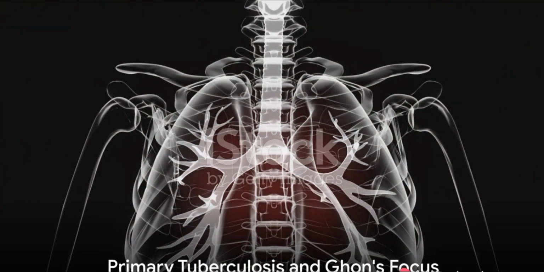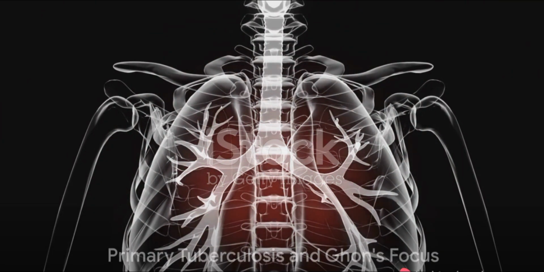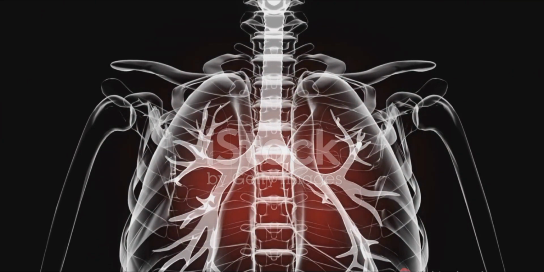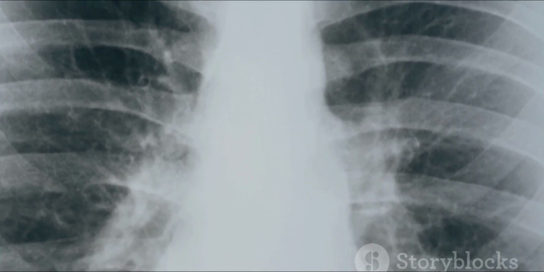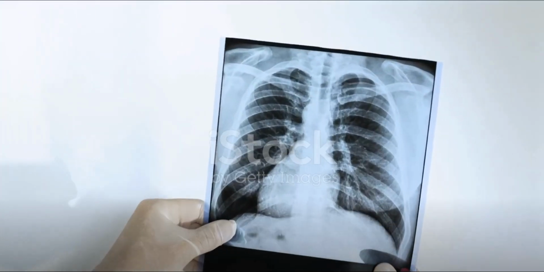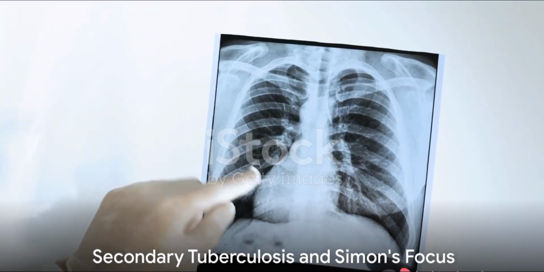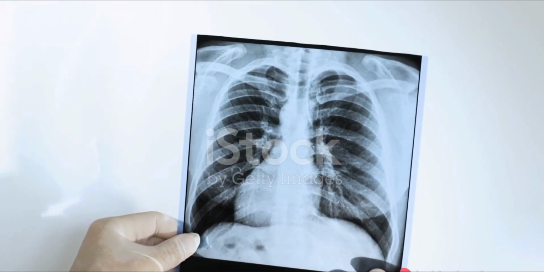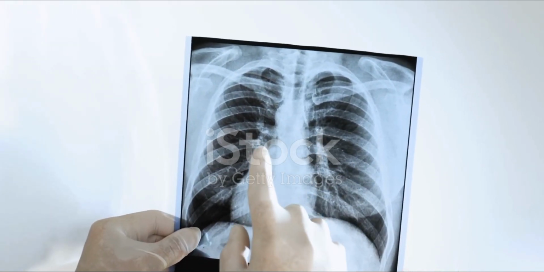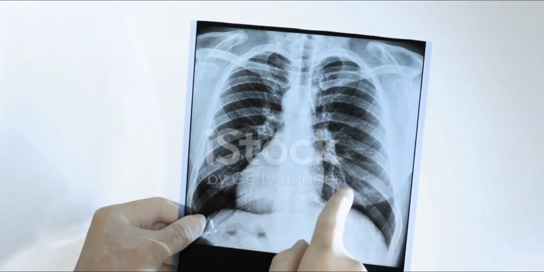Primary tuberculosis, a highly infectious bacterial disease, is associated with Ghon focus. This refers to a small area of inflammation in the lungs, a classic sign of primary tuberculosis. Secondary tuberculosis, a reactivation of the dormant bacteria, is linked with Simon's focus. This is a small area of caseous necrosis, often found in the apex of the lung.